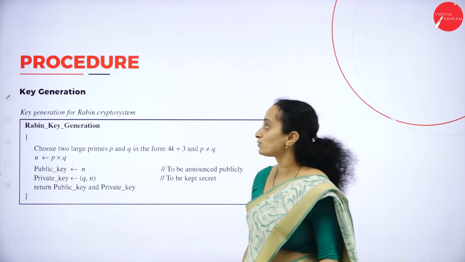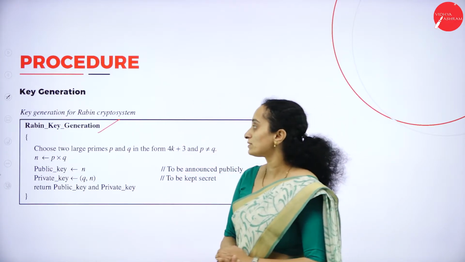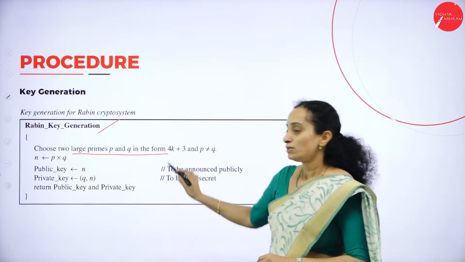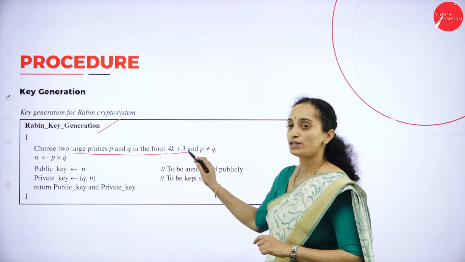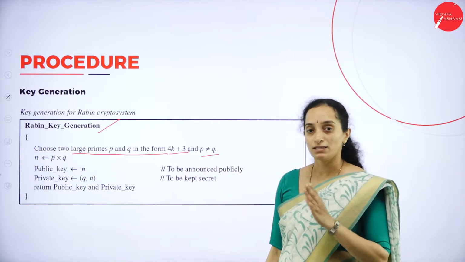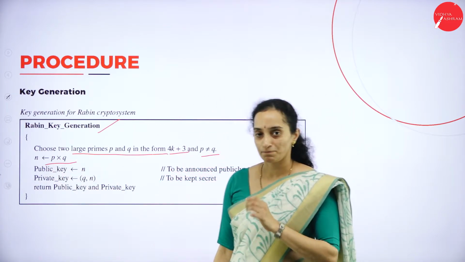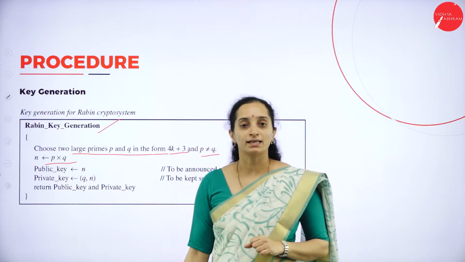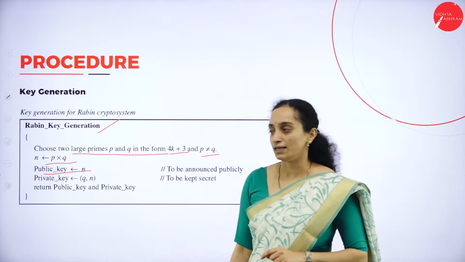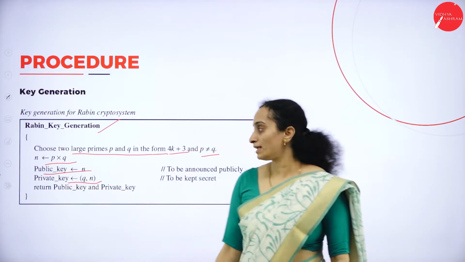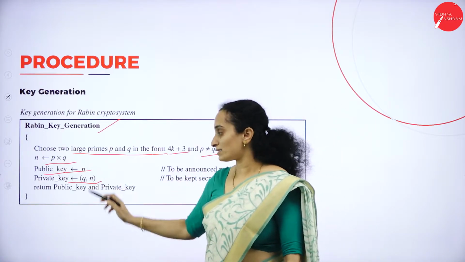This is a pseudocode that is used for the key generation in the Rabin cryptosystem. Rabin key generation chooses two large primes P and Q in the form 4k plus 3, where P is not equal to Q. Then n equals P times Q, which gives the total number of characters, and it works as the public key. The private key is the pair P, Q, along with n.